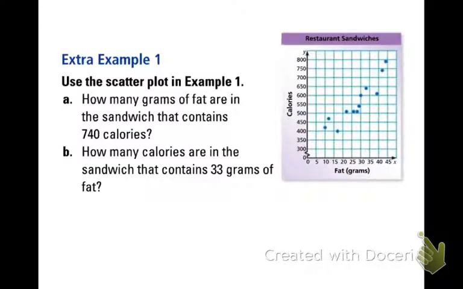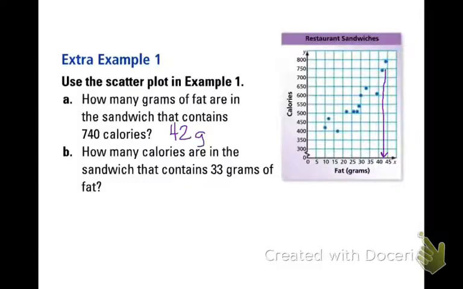So looking at this graph, how many grams of fat are in the sandwich that contains 740 calories? So find the calories. About 740 would indicate this point right here, and you would go straight down and get possibly 42 grams of fat, 42, 43.